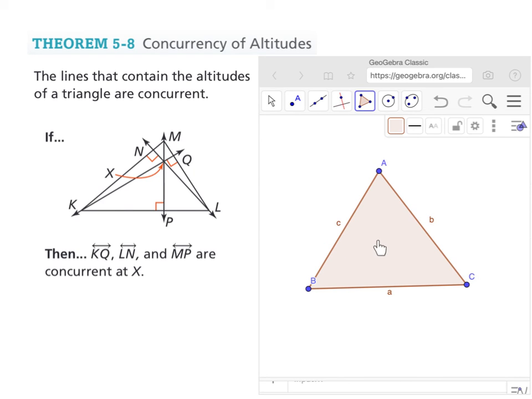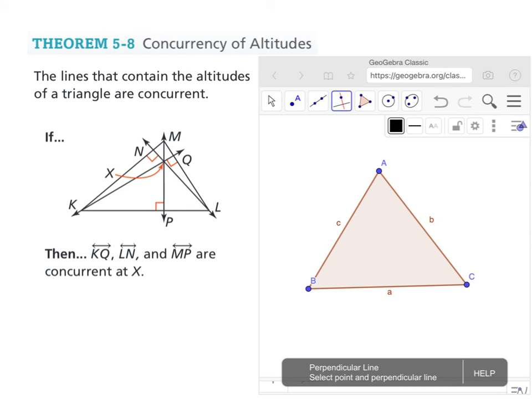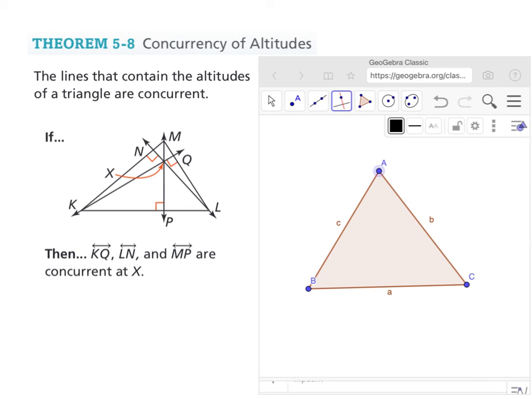Just real quick, let me show you that I can recreate what's happening here over here in my GeoGebra program. I got my triangle ABC, and so what I'm going to do next is create perpendicular segments going from each vertex to the opposite side. So there's a line that goes from A and it's perpendicular to segment BC, right? So there's one altitude of my triangle.